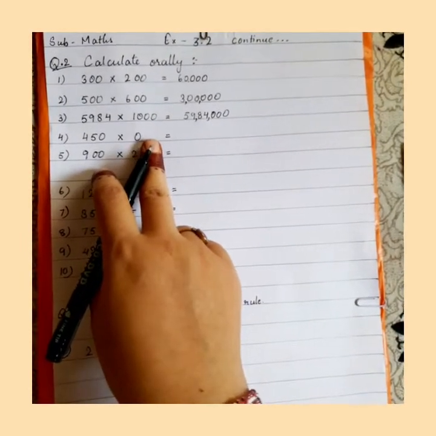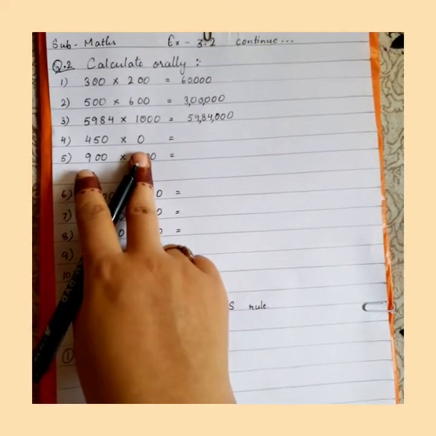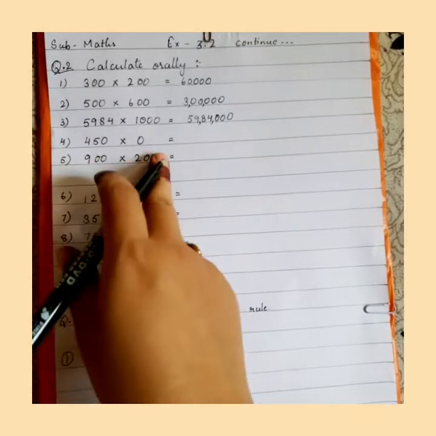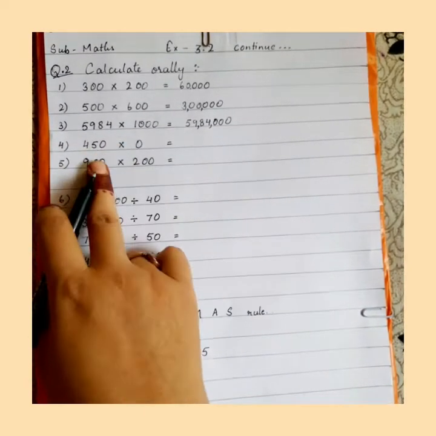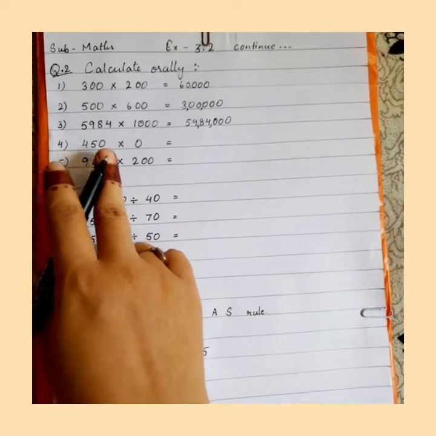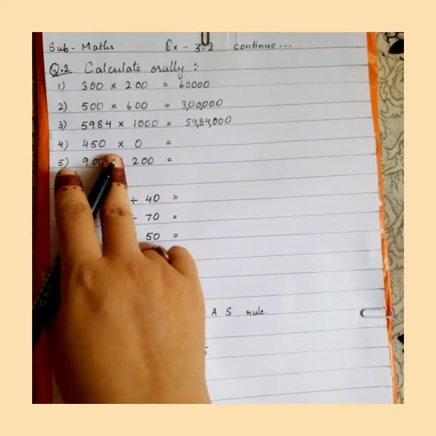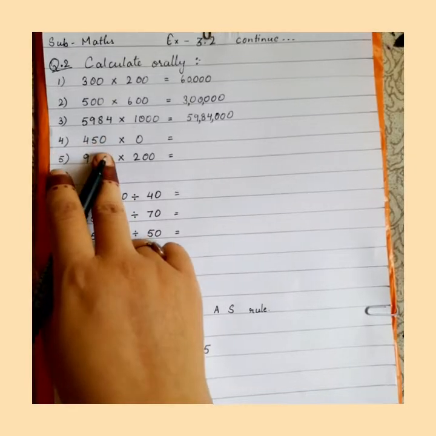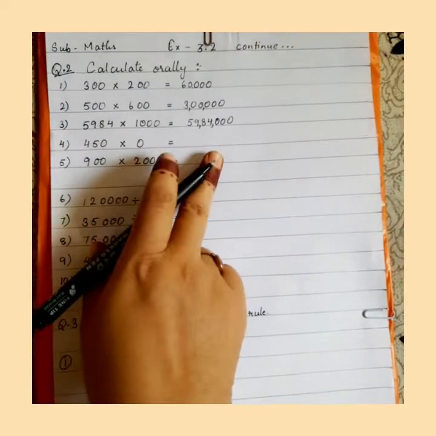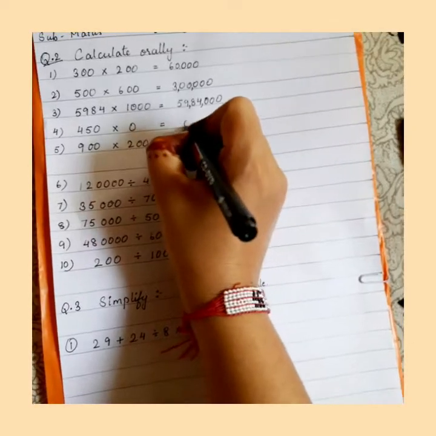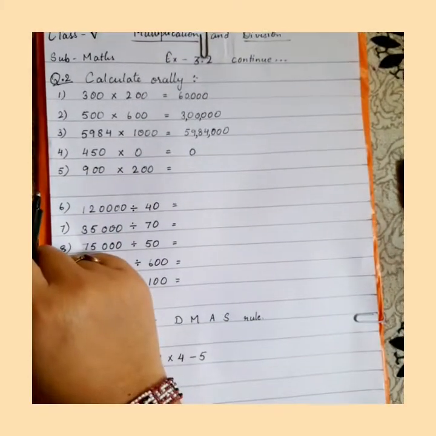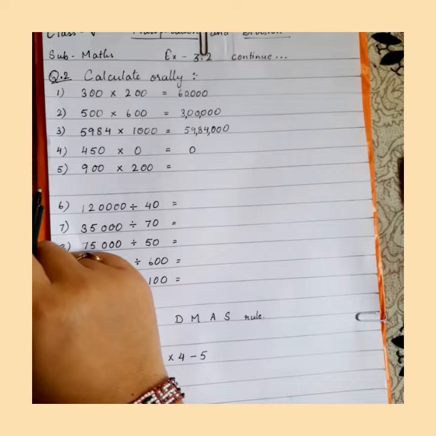Next is 450 multiplied with 0. This is also something new for you. Always remember, when any number is multiplied with 0, it gives you 0. Howsoever the number is, whether it is too small or too big, it doesn't matter. It always gives you the answer 0. So the answer will become here simply 0. Nothing to write more than this.